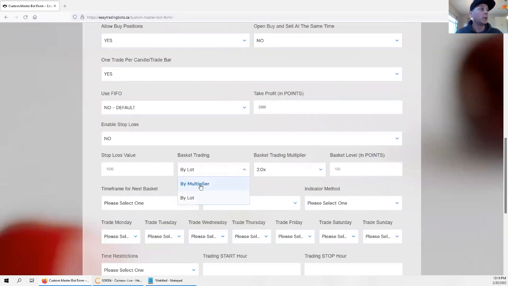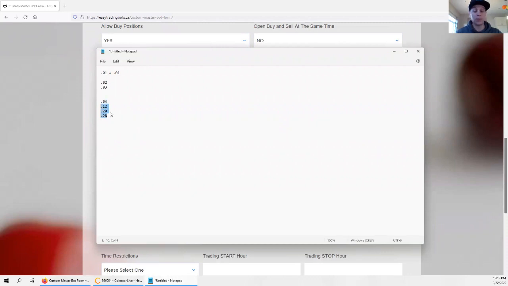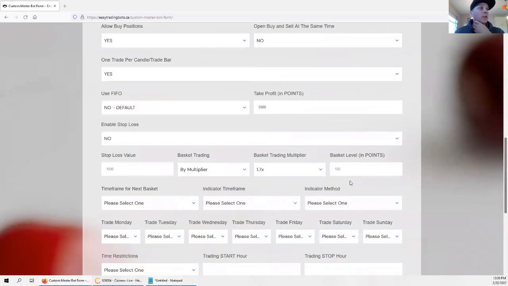Now, if you go by multiplier, we go multiplier by 2, and you start with 0.04. Well, your second lot's going to be 4 times 2, it's 8. Then it's going to go 16. Then it's going to go 32. Then it's going to go 64. And then the basket level.